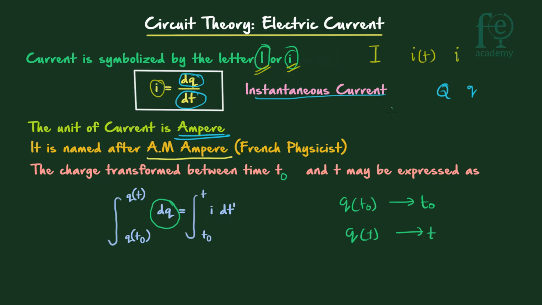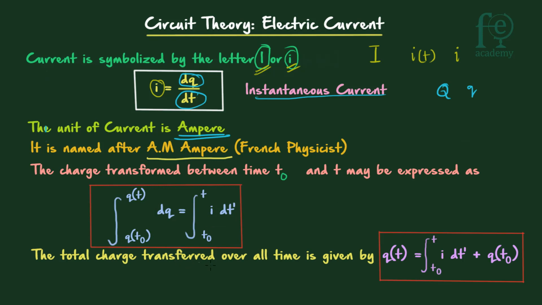In other words, let us consider we have a constant current like this. This is time t0 and this is time t, and this is I and this axis is t. When we consider the area under the curve, integration is nothing but the area under the curve. This will give the total charge accumulated or transferred from time t0 to t. That is given by the equation: the integral from q(t0), the initial charge, to q(t), the final charge, is equal to the integral of I dt'.